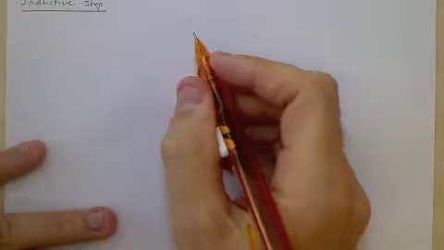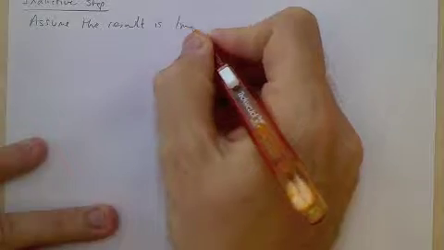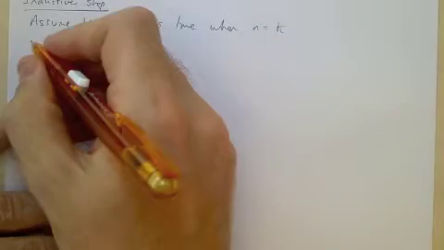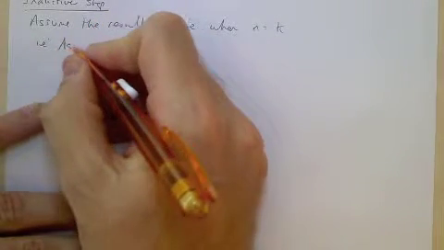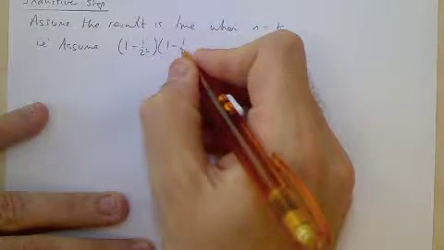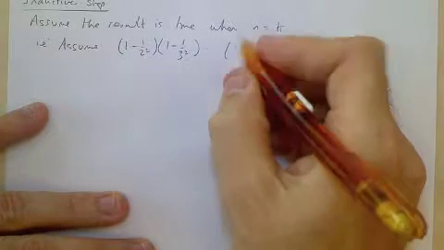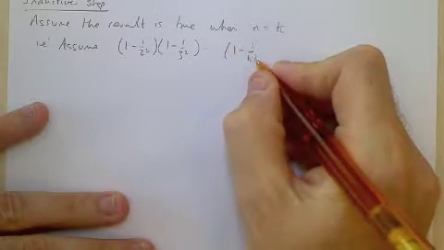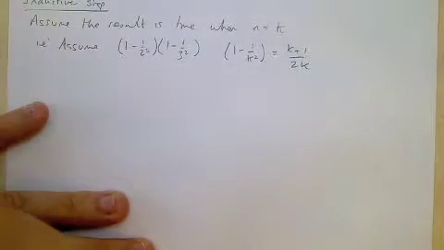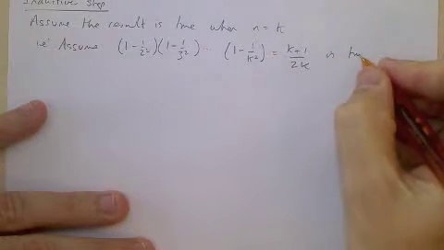Inductive step. Now, as always, I'm going to start by an assumption. Assume the result is true when n is equal to k. And I'm going to write down what that means, i.e. I'm going to assume that 1 minus 1 over 2 squared times 1 minus 1 over 3 squared times all the way up to 1 minus 1 on k squared is equal to k plus 1 on 2k. I'm going to assume that is true.